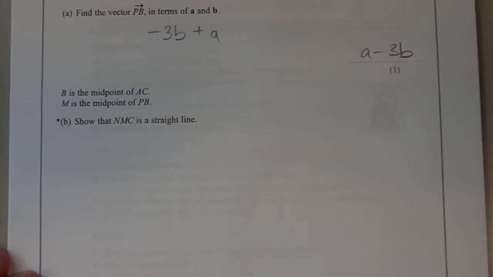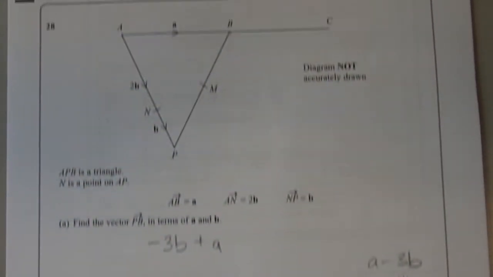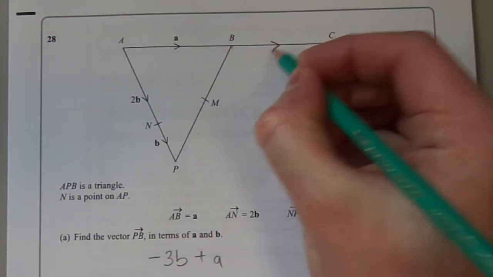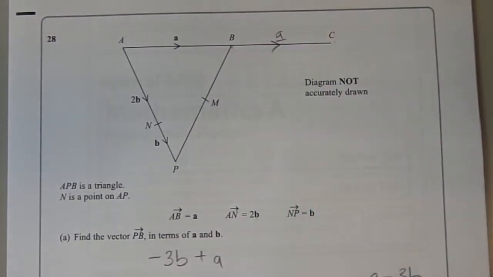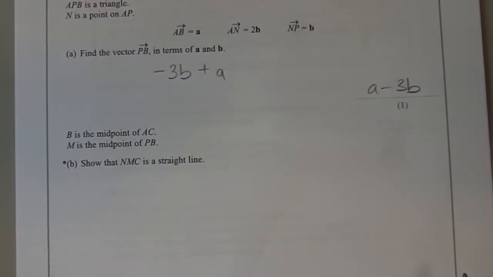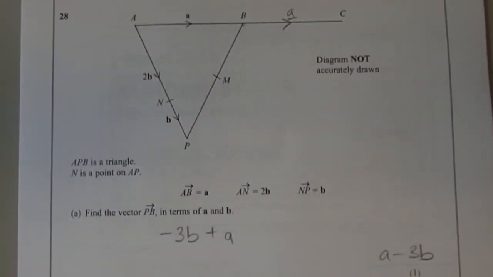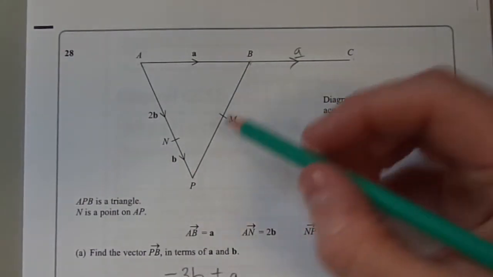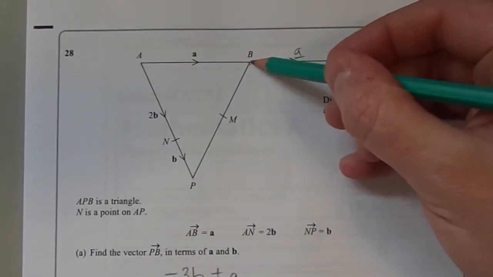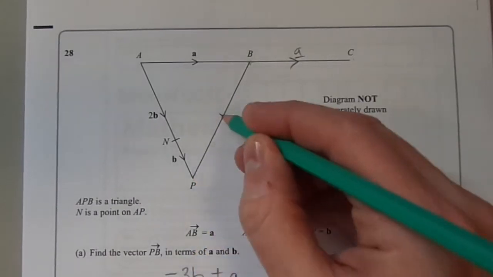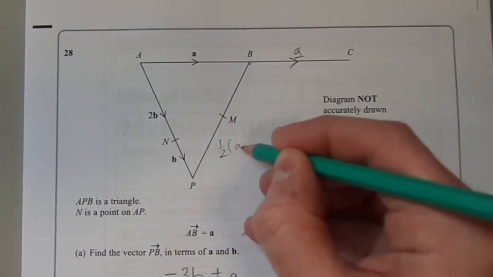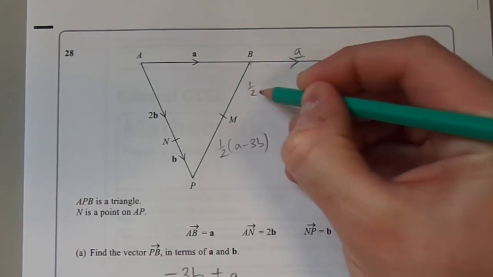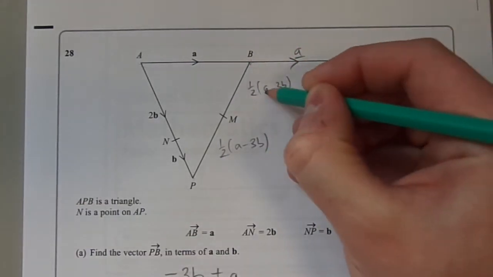Finally, B is the midpoint of the line AC. That's halfway along there, which means that that must also be vector A. M is the midpoint of PB. This point is halfway along that line. If the vector from here to here is A minus 3B, then the vector from here to here is half A minus 3B, and the vector from here to here is half A minus 3B.